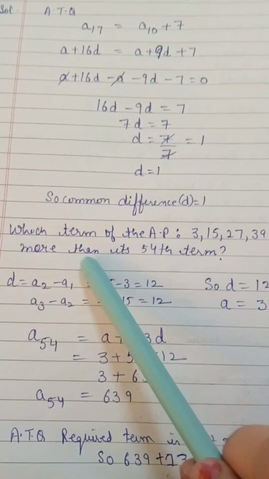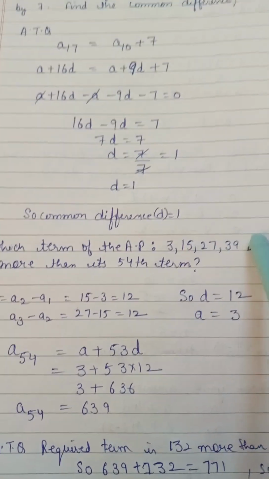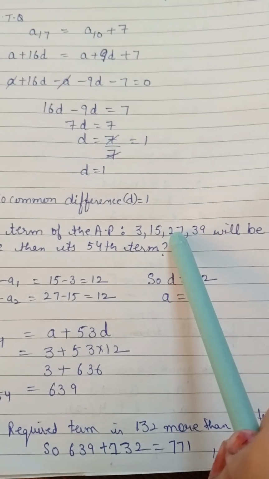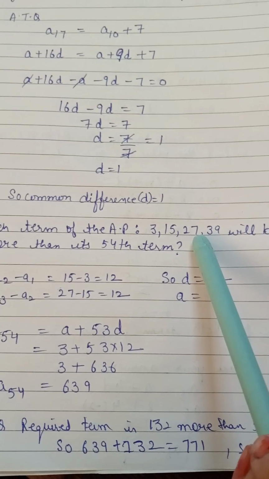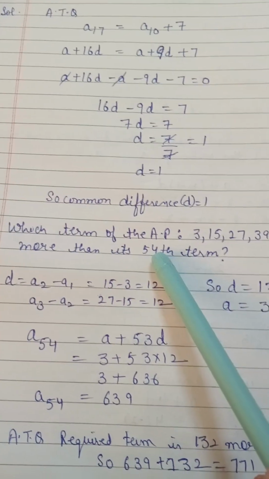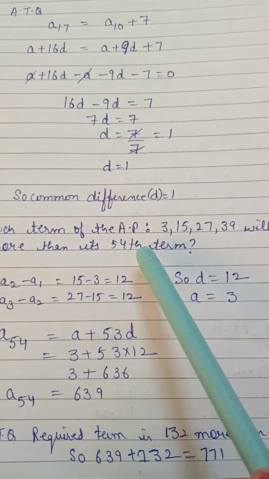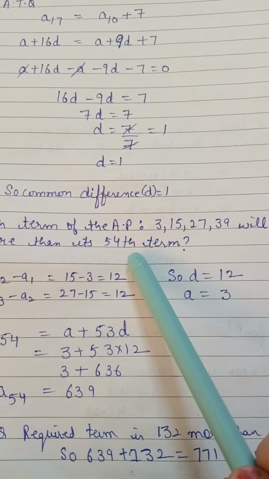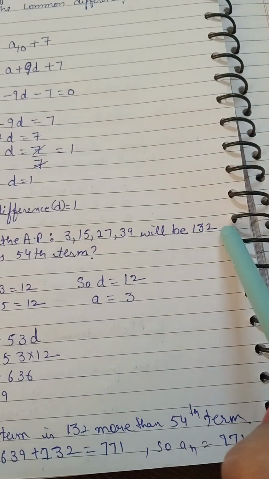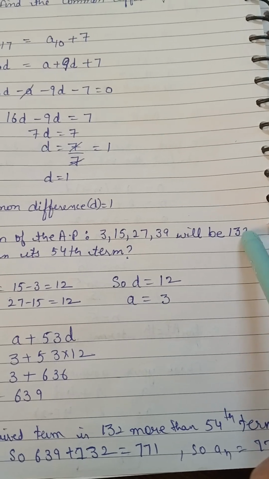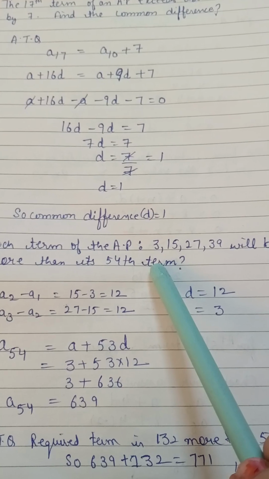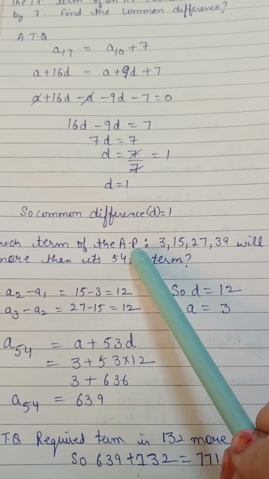Next question is, which term of the AP will be 132 more than its 54th term? They are saying that this is the AP. From this AP we have to tell which nth term is 132 more than the 54th term. This means that if we want to find the 54th term, and to whatever the 54th term will be, if we add 132, right, exceed by 132, then we will know which term it is.